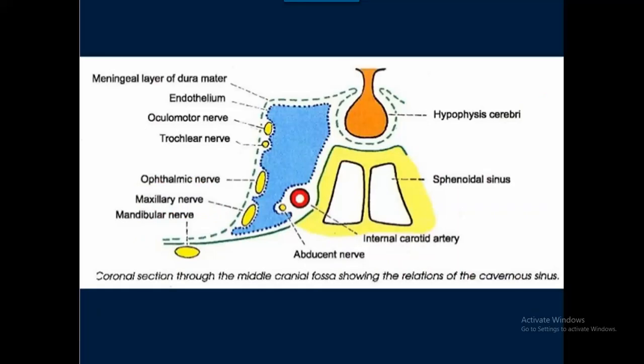Again, another diagram shows the same structures present in the lateral wall of the cavernous sinus: oculomotor, trochlear, ophthalmic and maxillary nerve, between the two layers of dura here, while the internal carotid artery and the abducent nerve are inside the cavernous sinus. The pituitary gland sits in the sella turcica, and the sphenoid sinuses are below the sella turcica.